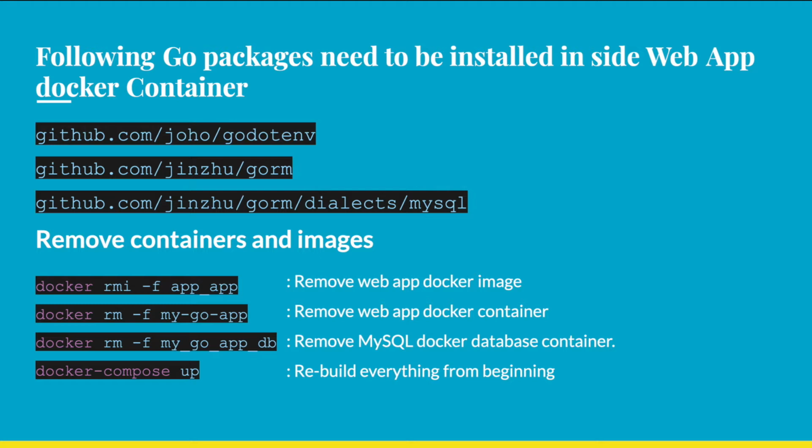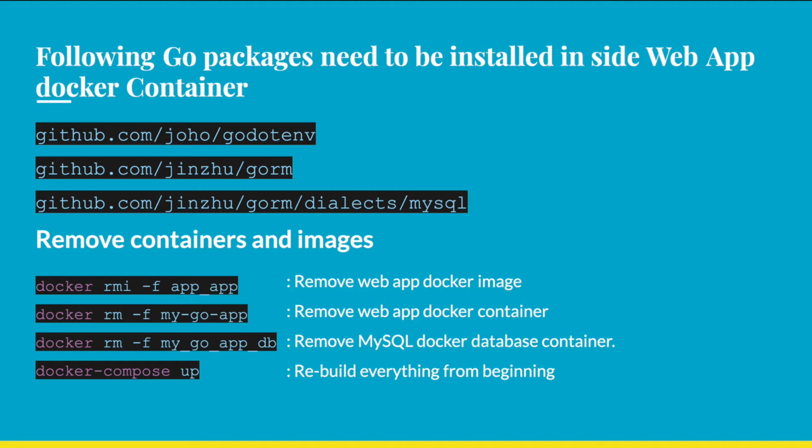Other than that, I'll be running a few Docker commands to remove the Go web app image and container, and the MySQL database container. And at last, I will be running the docker compose command to create the fresh image and container. I am doing this to make sure that I rebuild images with the required packages and spin up the container. Okay, let me start a hands-on lab so that everything will be clear.